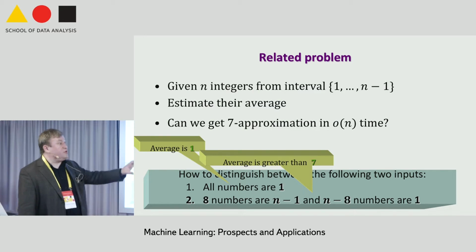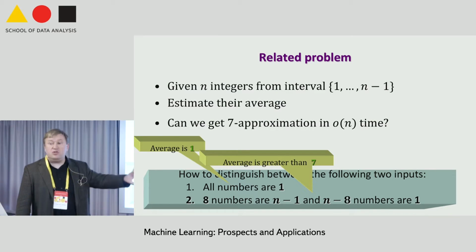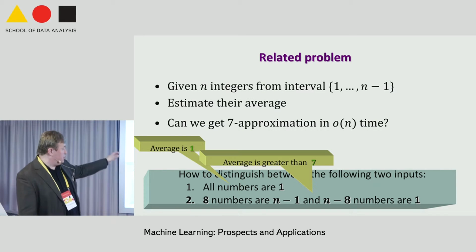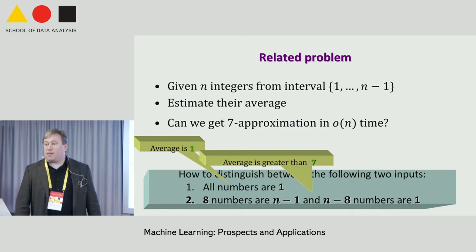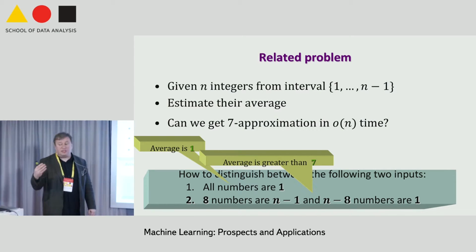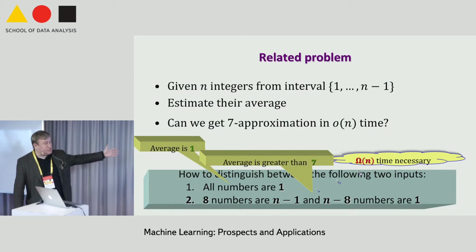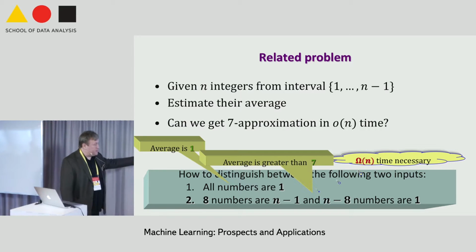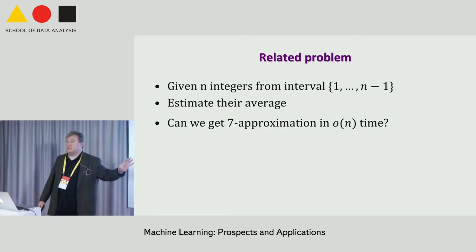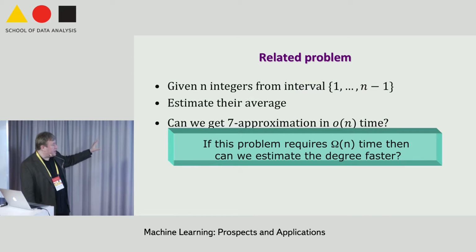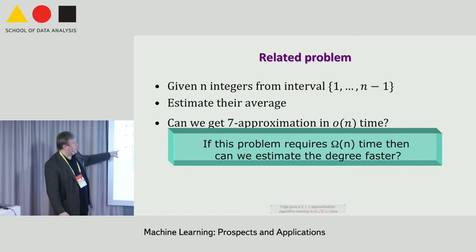But because we have only 8 witnesses showing these high values, we cannot distinguish between these 2 inputs in sublinear time. So this shows you that this problem is not trivial, and it requires linear time. Now, what is the difference between this problem and the problem of the degrees? There is one nice difference: we're using the fact that the graph is connected.